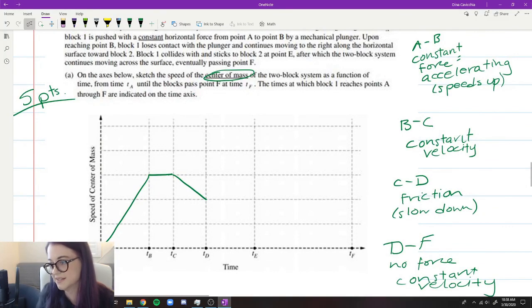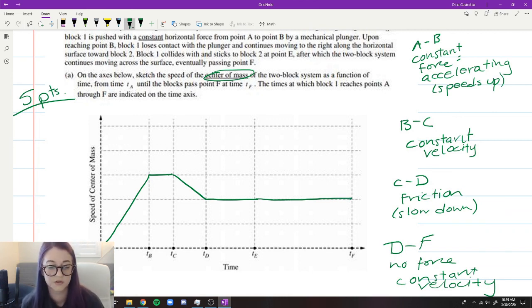So what that means is we have a constant velocity here from D to E, and then we're also going to have a constant velocity all the way to F, because we are drawing the system and that collision is internal to the system.